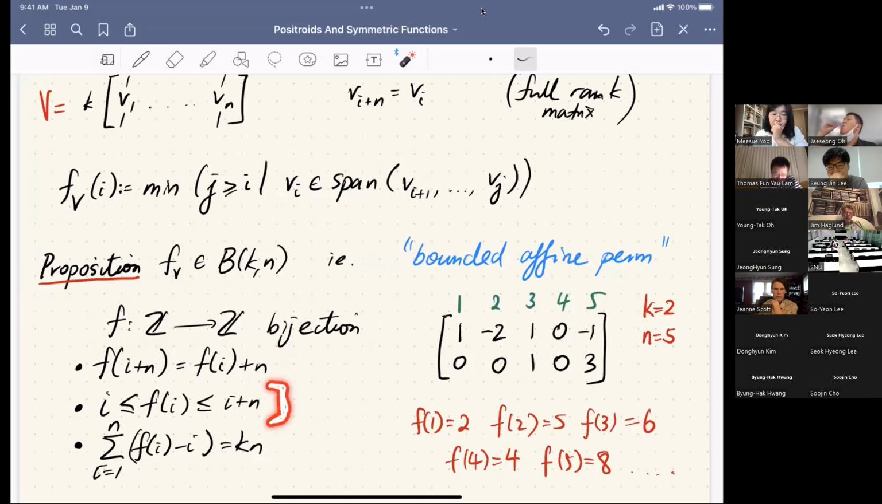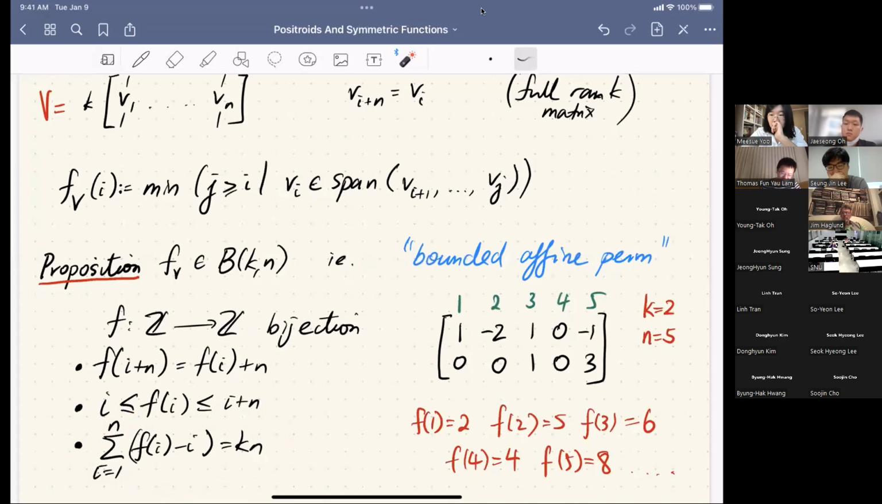It's bounded, so f of i is between i and i plus n, just because you're always in the span of yourself. You can't wrap around that many times. If you wrap around n, you come back to yourself and you'll always be in the span of a collection of vectors that includes the same vector. And the last one is a little bit tricky: the average increase is k. That's what this last one says, and that is not so obvious, but is again just linear algebra.